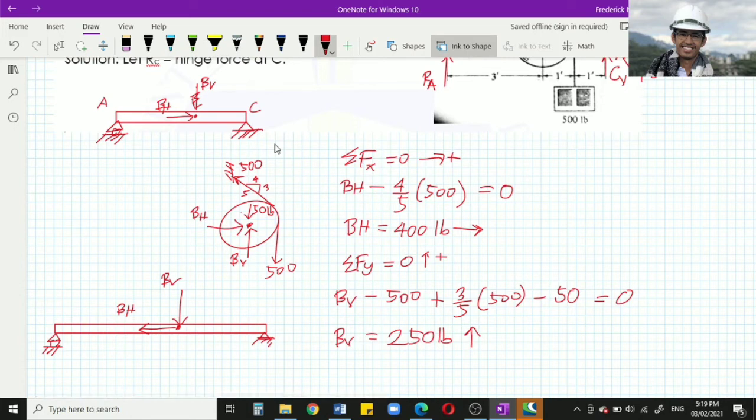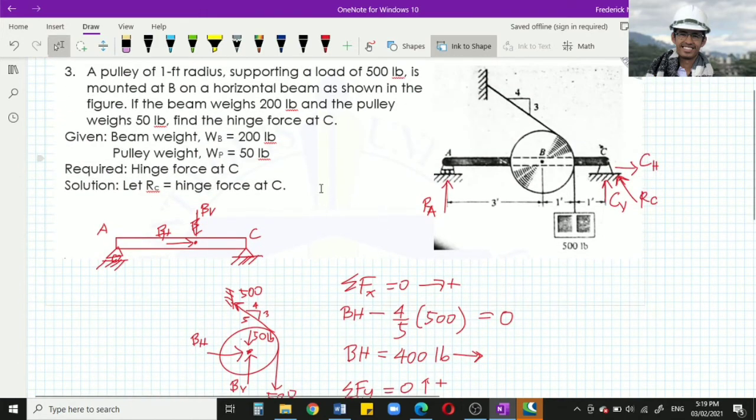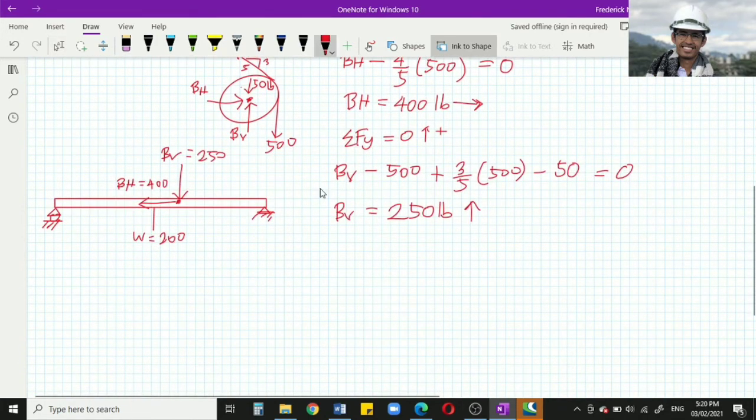Saan siya nag-act? So, kung same lahat yung itsura or yung uniform, yung itsura ng beam natin, so yung kanyang weight will be nag-act sa gitna. Okay? So, sa midspan ng ating beam. So, yung weight ng beam is equal to 200. Okay? So, BV is equal to 250 pounds. And yung BH is 400 pounds. Okay. Ngayon, makukuha na natin yung ating reaction at C.